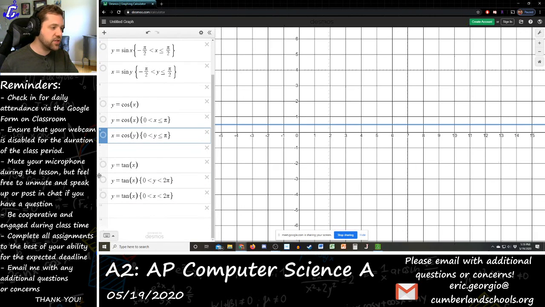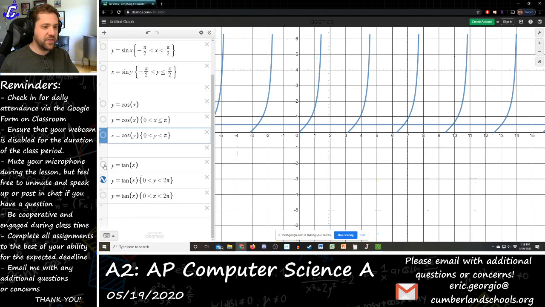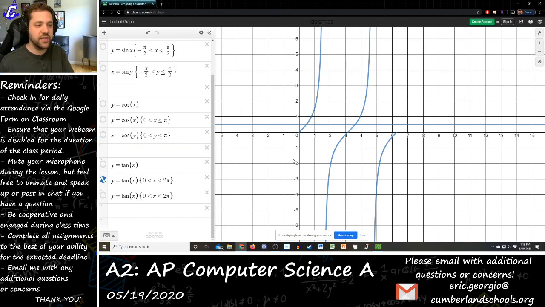Quickly, let's talk about tangent. We didn't really talk too much about the graph of tangent. The graph of tangent looks like this. Oh, super fun, right? It has all these asymptotes here. Just to isolate one specific section, we can isolate this section here, okay, of tangent.